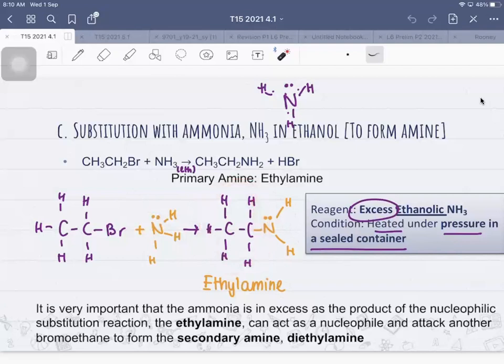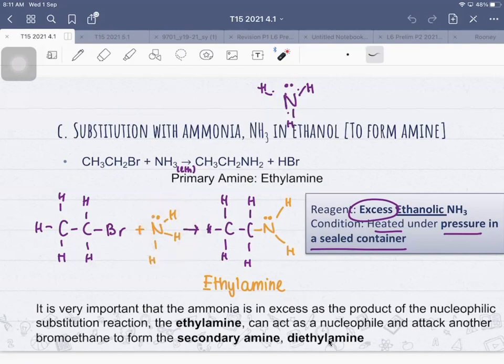For this reaction, it was mentioned that ammonia needs to be in excess, okay? Apart from that, the ammonia needs to be dissolved in ethanol. So you cannot use aqueous ammonia for this reaction. You have to use ethanolic ammonia, which is ammonia dissolved in alcohol. The reason is that if you use aqueous ammonia, the water you use to dissolve your ammonia in will act as a nucleophile. We want the ammonia.